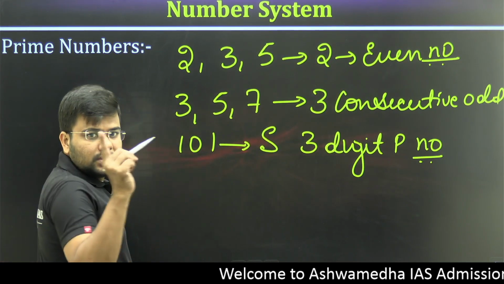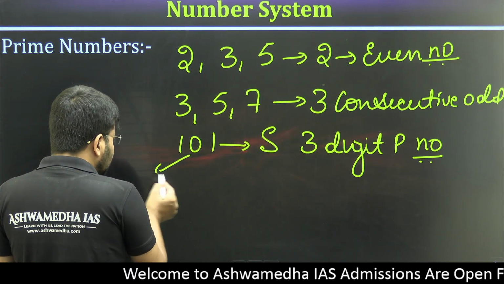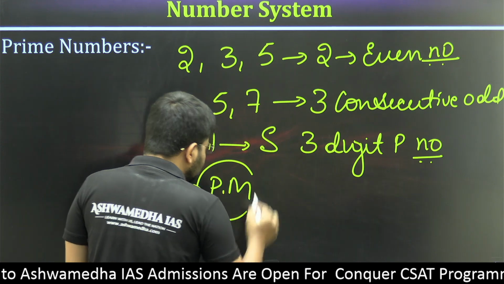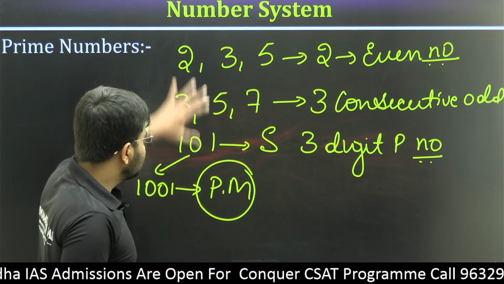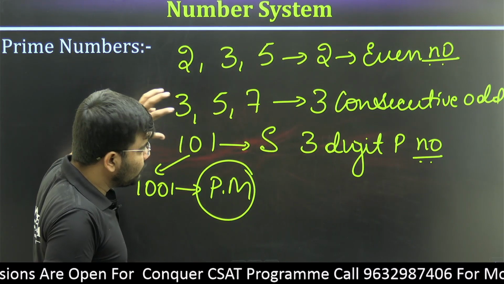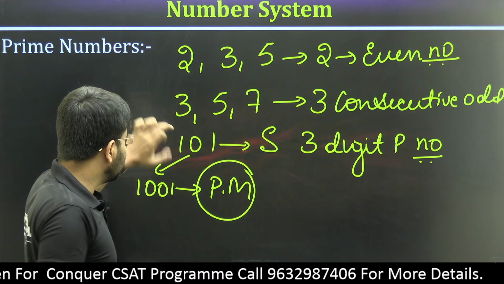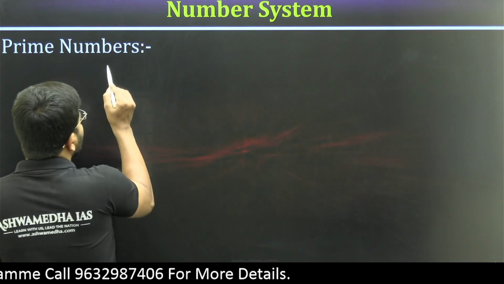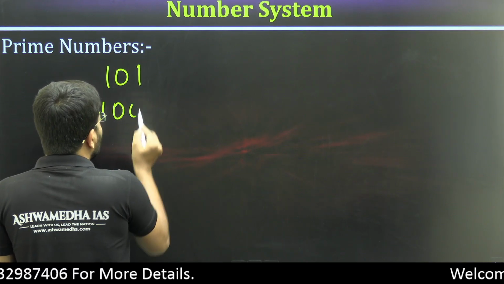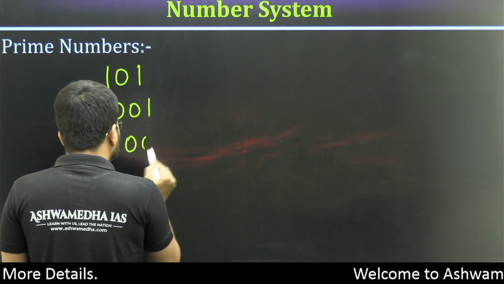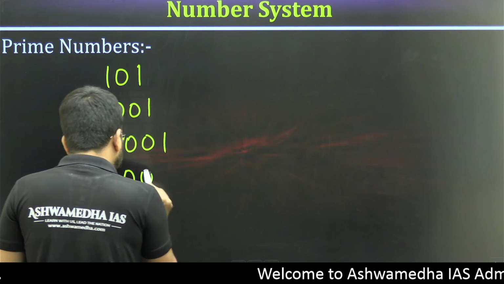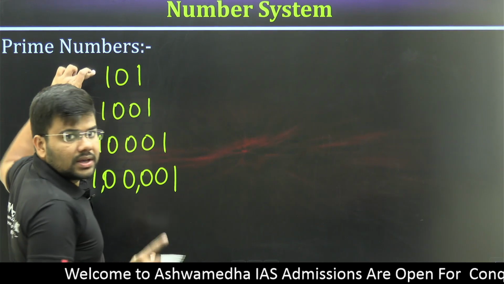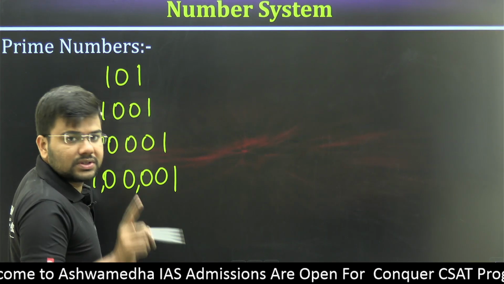101 is the smallest 3-digit prime number, but 1001 is not a prime number. Since I am telling these numbers, you have to know a few themes about certain numbers. Now we are seeing 101 and 1001. See here: 101, 1001, 10,001, 1 lakh 1. 101 is a prime number. 1001 is not a prime number.